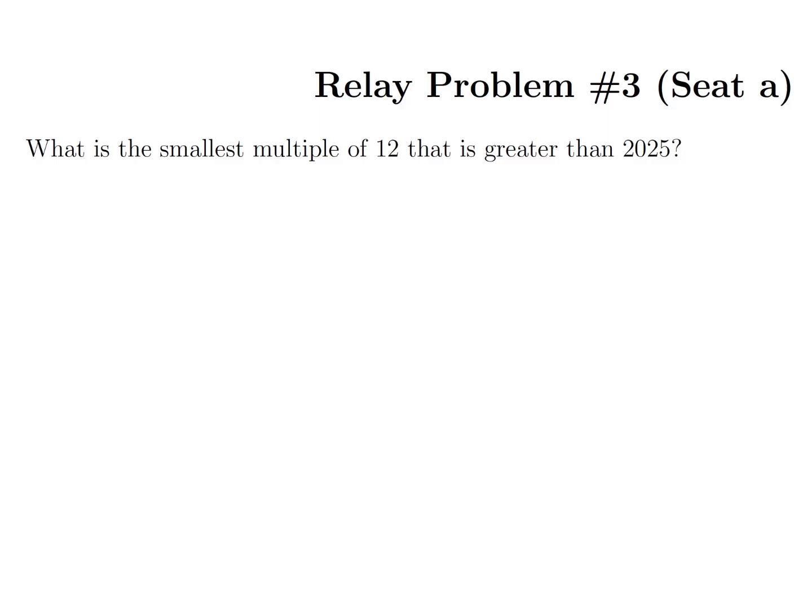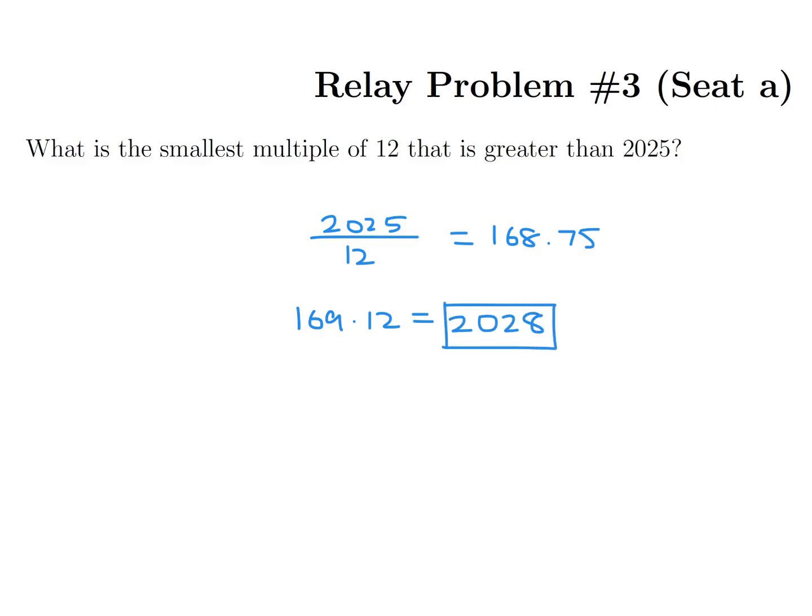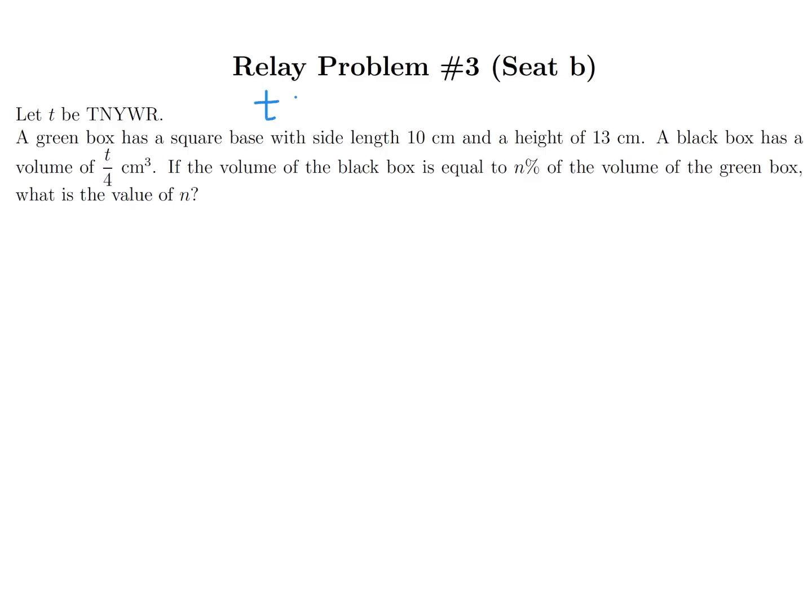What is the smallest possible multiple of 12 that is greater than 2025? Okay, well, let's divide 2025 by 12 to get an idea of what we're dealing with. It's about 168, right? 168.75. So obviously, 169 times 12 is the next multiple, and that's 2028. So t is 2028.